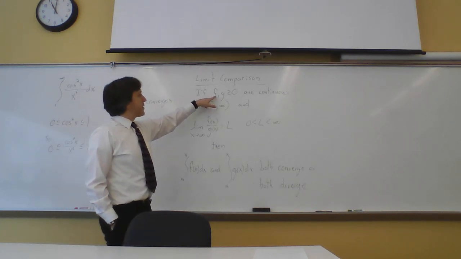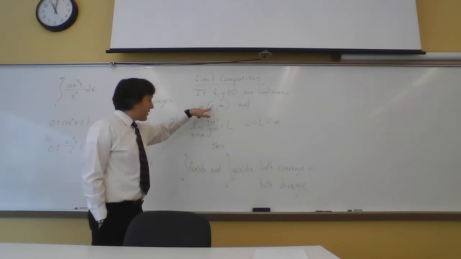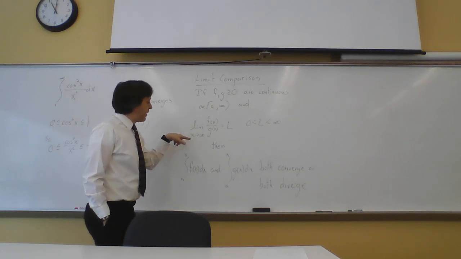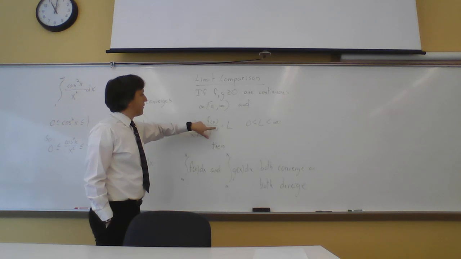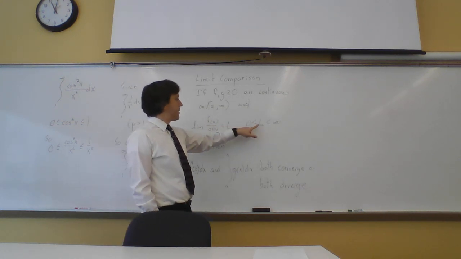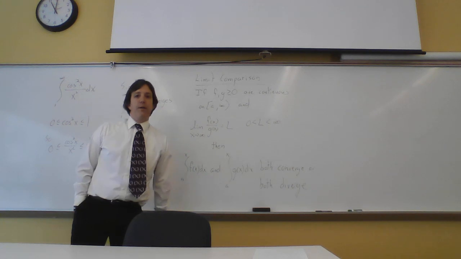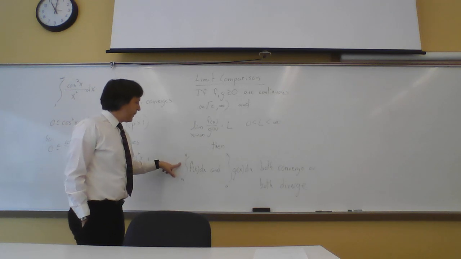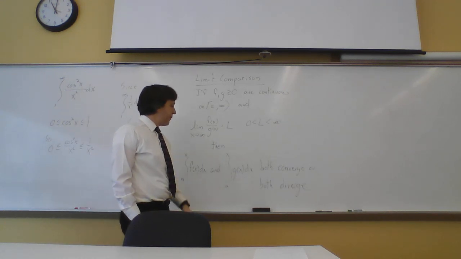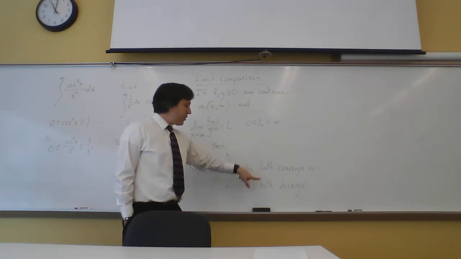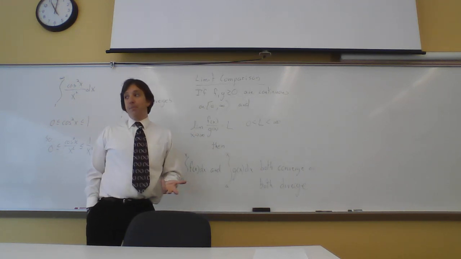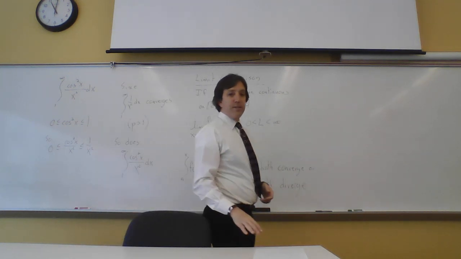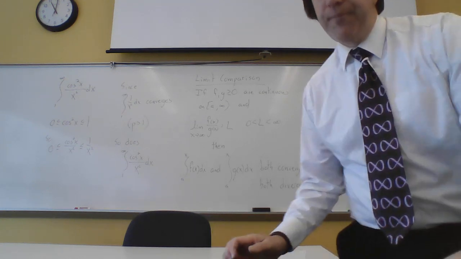All right, now for the limit comparison test. We have two positive functions f and g. They are continuous on the interval from a to infinity, and we know that the limit as x goes to infinity of f of x over g of x is equal to L, where 0 is less than L is less than infinity. So it's equal to a number. Then either the integral from a to infinity of f of x dx and the integral from a to infinity of g of x dx both converge or both diverge. You can't have one of them that converges and one of them that does not.